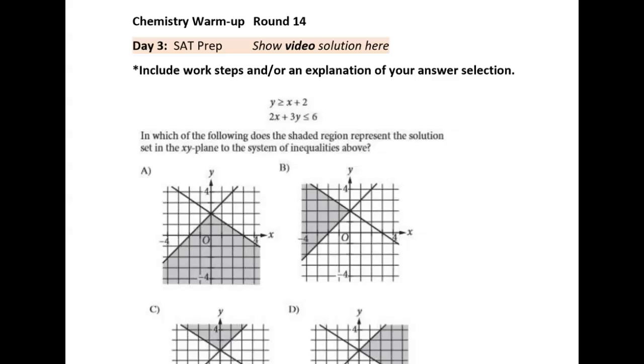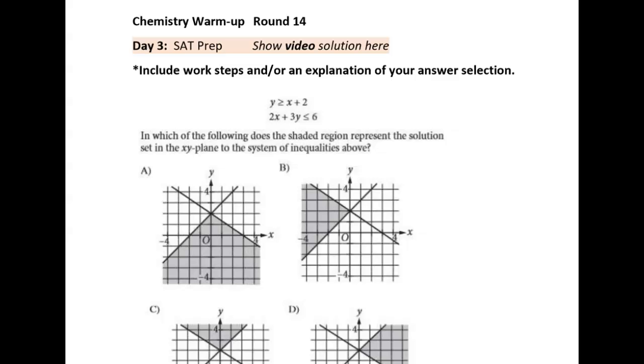Here is the answer for the Day 3 SAT prep question. We're given a system with two inequalities. Both inequalities have the extra line under the is less than, is greater than arrow. When graphed, that means that the boundary lines will be solid boundaries. There won't be any dashed lines.